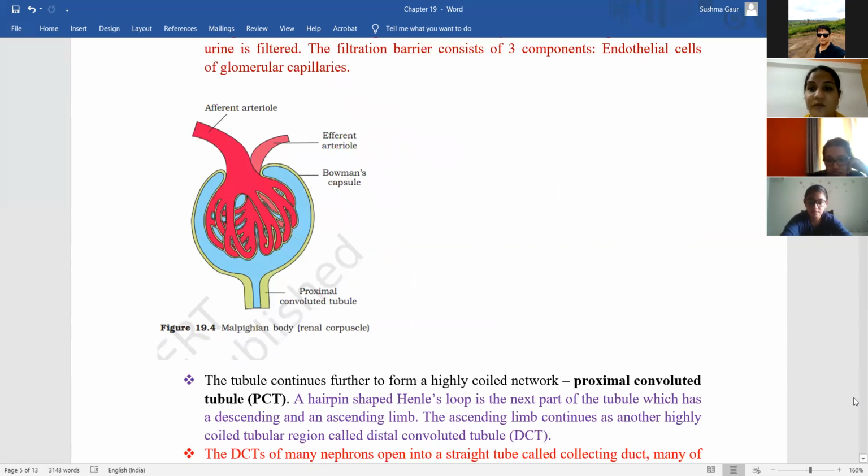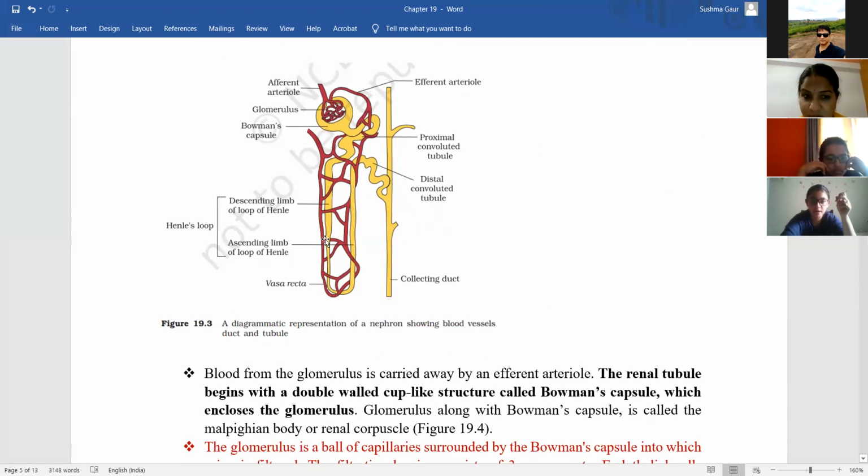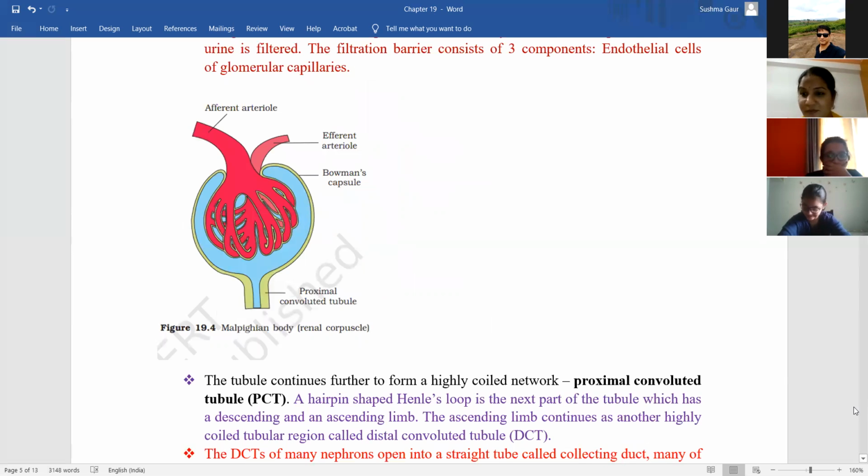Ma'am, like in the book, they have given that the bend in the loop of Henle, the U-shaped one, is called the vasa recta. This U-shaped bend is the loop of Henle, right? Yes. Some network-like things present all around it are known as the vasa recta. Yes, ma'am, but in the book, I guess they gave the definition. Okay, it's correct. It's correct only.